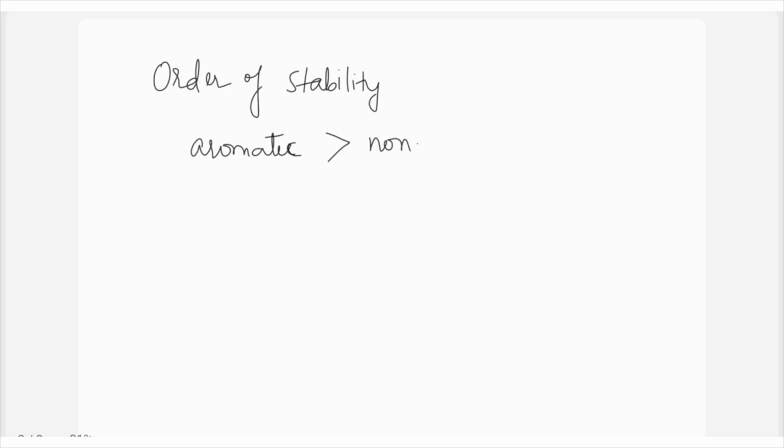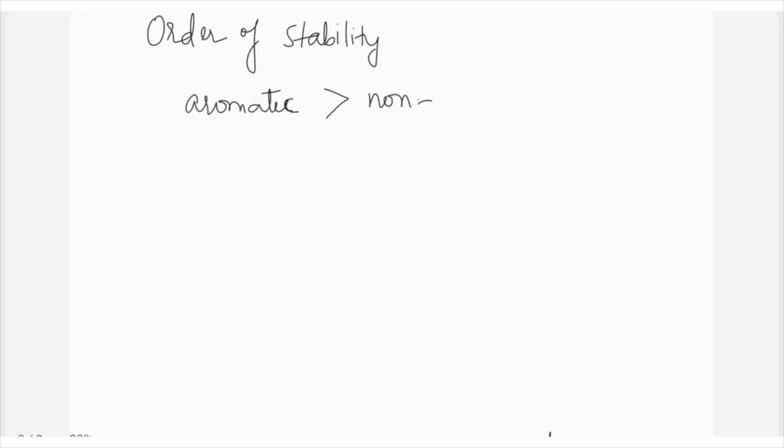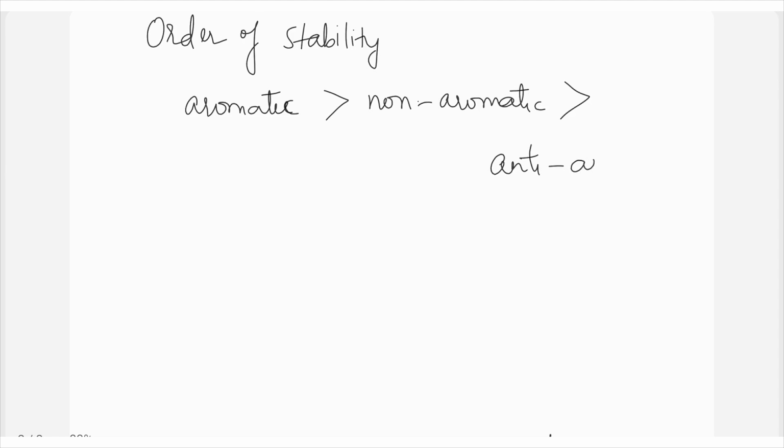So if we look at the order of stability among these compounds, as we know, aromatic compounds are the most stable compounds. Then comes non-aromatic. The compounds which are not aromatic at all are next stable. Then comes the least stable compounds. These are anti-aromatic compounds. So aromaticity brings stability in the molecules. Anti-aromatic compounds become unstable and non-aromatic are more stable compared to anti-aromatic compounds.